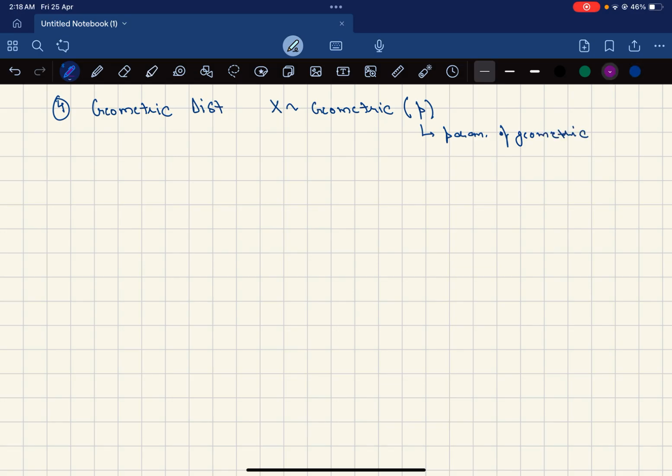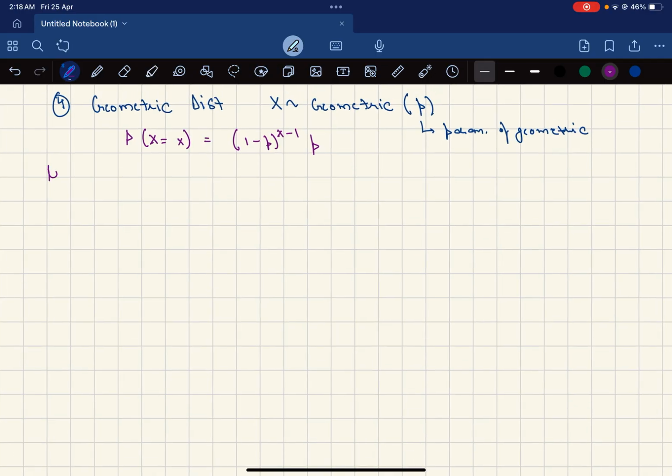Now, one doesn't have to really remember these different probability mass functions because they are very intuitive from the definition of the random variable itself. Since geometric distribution is the random variable which represents the number of trials required to get the first success, we'll have x minus 1 failures and then 1 success. So the probability of x minus 1 failures is nothing but 1 minus p raised to power x minus 1, and then we'll have 1 success.